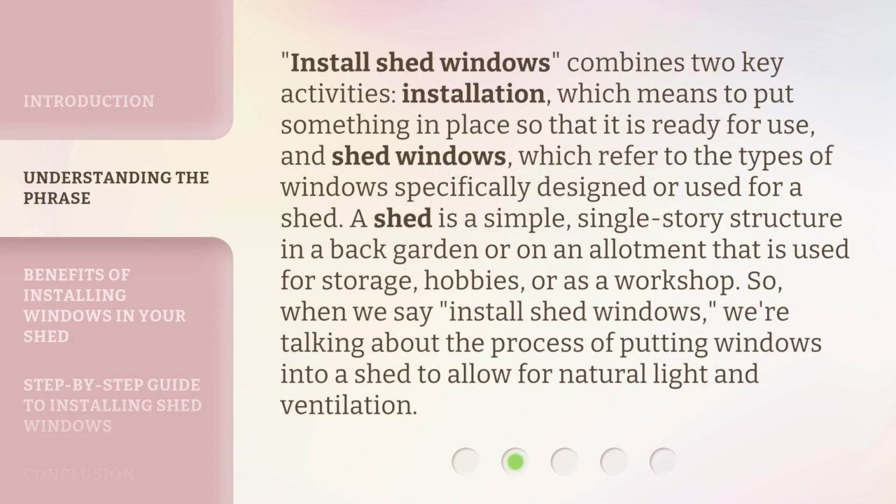Install shed windows combines two key activities: installation, which means to put something in place so that it is ready for use, and shed windows, which refer to the types of windows specifically designed or used for a shed. A shed is a simple, single-story structure in a back garden or on an allotment that is used for storage, hobbies, or as a workshop. So, when we say, install shed windows, we're talking about the process of putting windows into a shed to allow for natural light and ventilation.